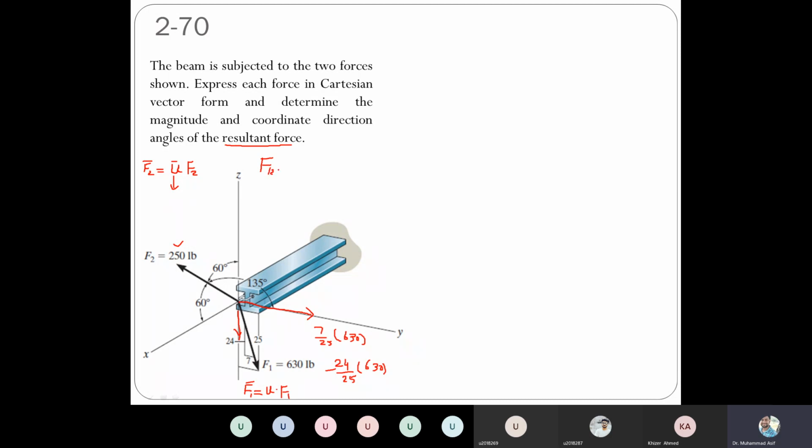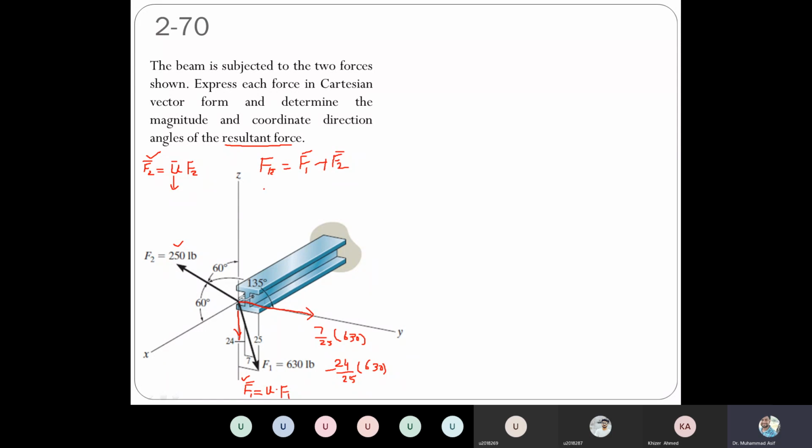You have to add up, because now you have two vector forces. This is also in vector form. This is also in vector form. So resultant force Fr, you just add up these vectors, F1 vector plus F2 vector. Then you separate the components of i and j, and that will be your resultant vector.